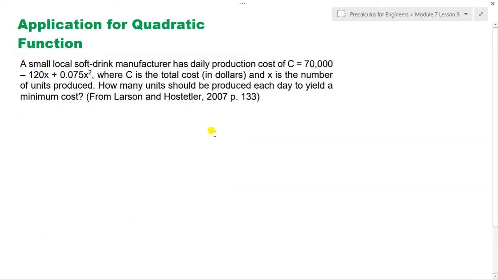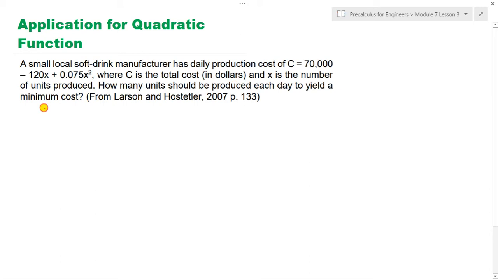Still the application of the quadratic function gyapon ta diri. So here we have a small local soft drink manufacturer has daily production cost of C equal to 70,000 minus 120x plus 0.075x squared, where C is the total cost and x is the number of units produced. How many units should be produced each day to yield a minimum cost?